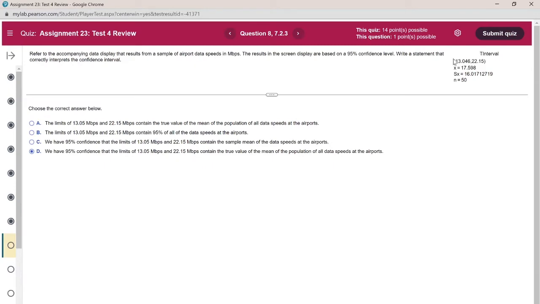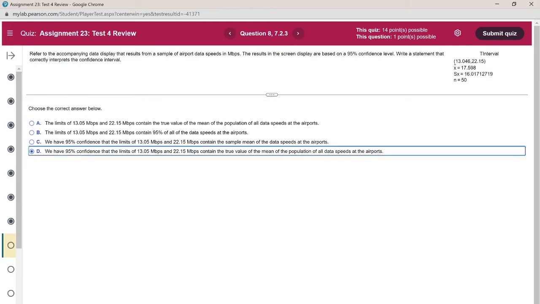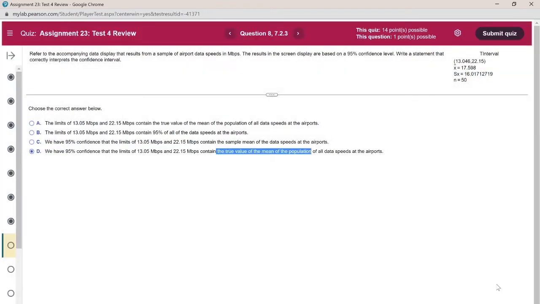Okay, this is the data we have been given. For the 95% confidence level, this is the lower limit, this is the upper limit of the confidence interval, this is the sample mean, this is the standard deviation for the sample, and this is the sample size. Based on this information, we are 95% confident that the limits of 13.05 Mbps and 22.15 Mbps contain the true value of the population mean. That's the meaning of 95% confidence.